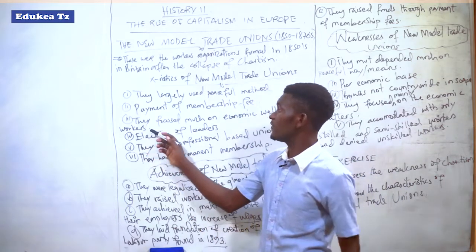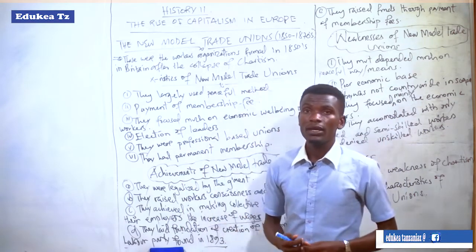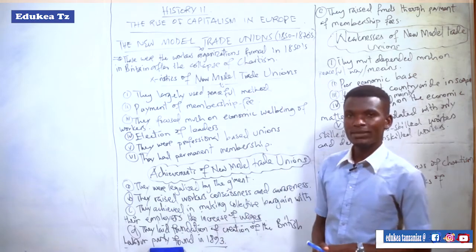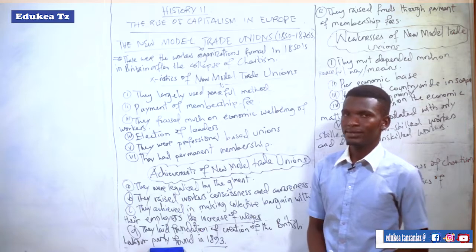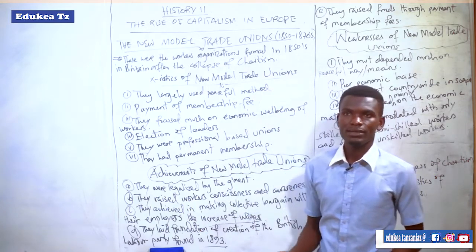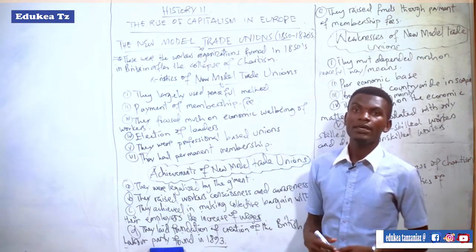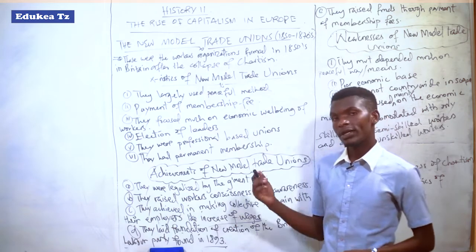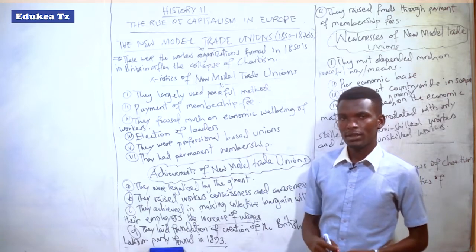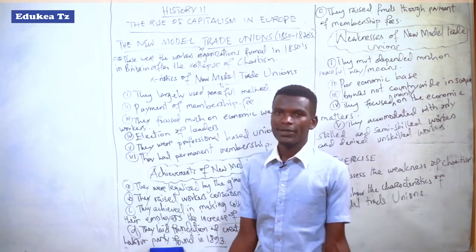Another characteristic was that they focused much on the economic well-being of workers. It means that they focused on demanding increased wages and improved living conditions for the workers from their employers. So the organizations formed at that time relied mostly on demanding the economic well-being of the workers.